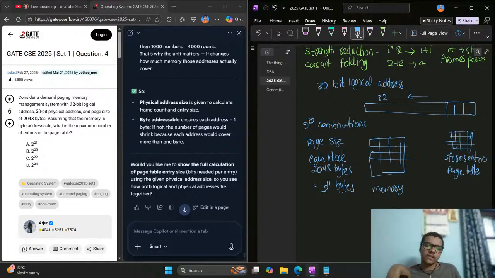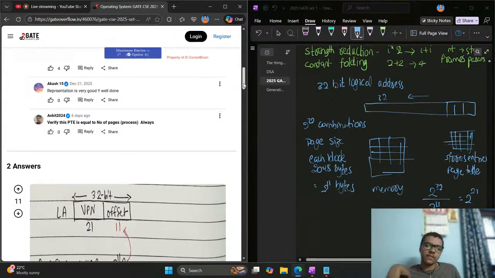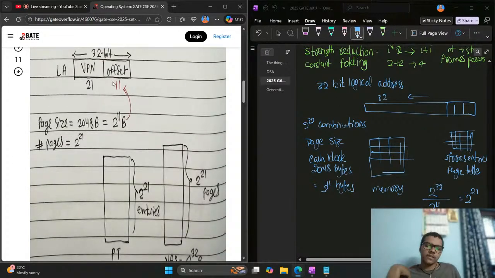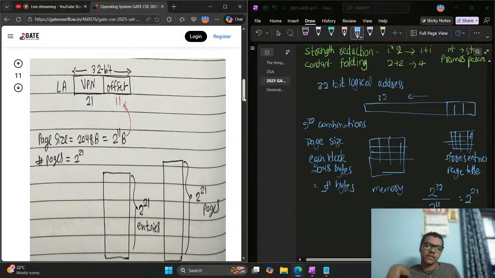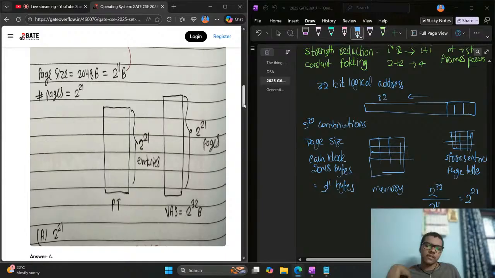There are 2 power 32 logical addresses and it is byte addressable. So 2 power 32 by 2 power 11. That is 2 power 21. That's the answer. Maybe an offset. Okay, we saw something. Offset. 2 power 21 entries.